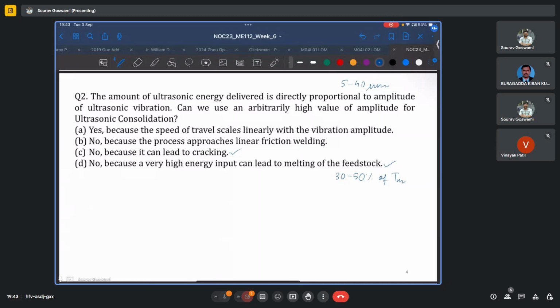No, because the process approaches linear friction welding. This is not really a challenge because, as we saw, the UC process does indeed take over or inherit certain aspects from the linear friction welding. So this is not really a concern. And because the speed of travel scales linearly with the vibration amplitude, this might not really be true. It is wholly possible that the vibratory motion along the transverse direction and the travel motion along the foil may be independent of each other. So options C and D are correct.